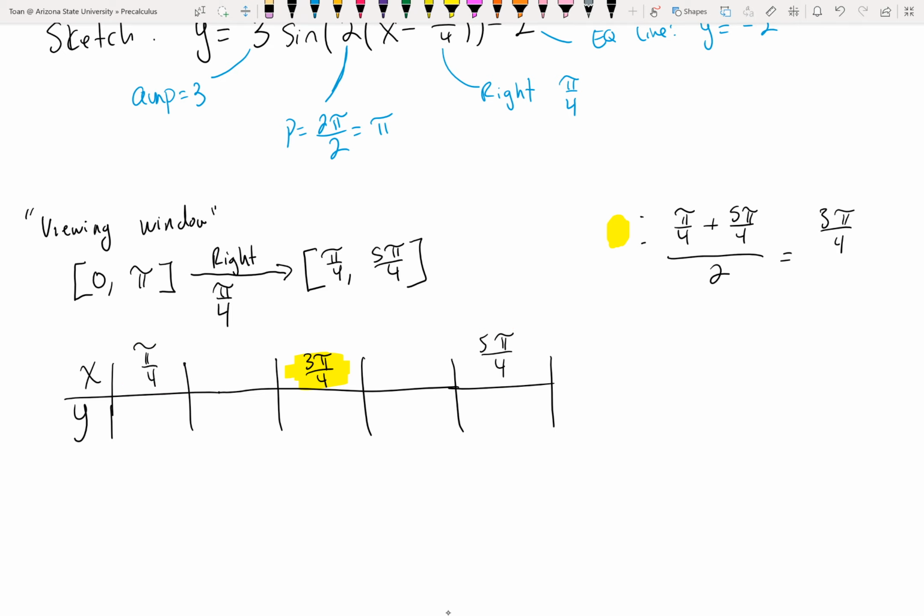To figure out this guy here, you're just going to take the averages of these two guys. So for this position, I'm going to take the average of pi fourths plus 3 pi fourths all over 2. So I hope you guys get the idea that finding these new x values is very, very easy. You just have to take the averages of the two numbers that are beside it. So this is going to be pi halves.